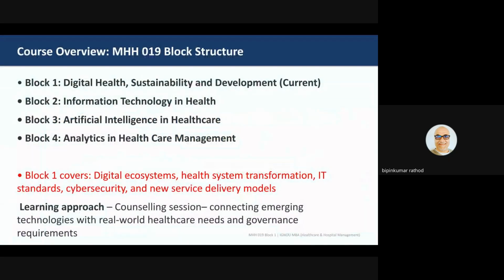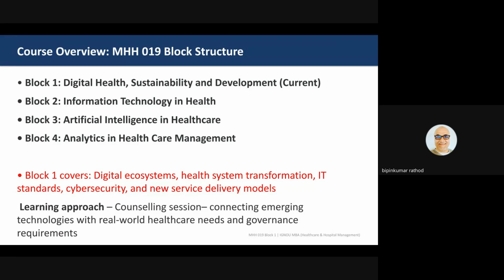Okay, so now let's start with the course overview, which is structured into a total of 4 units. The first unit is digital health, sustainability, and development. The second, third, and fourth we are going to take in subsequent days, tomorrow and the day after tomorrow. The second unit is information technology in health, artificial intelligence in healthcare, and analytics in healthcare management.